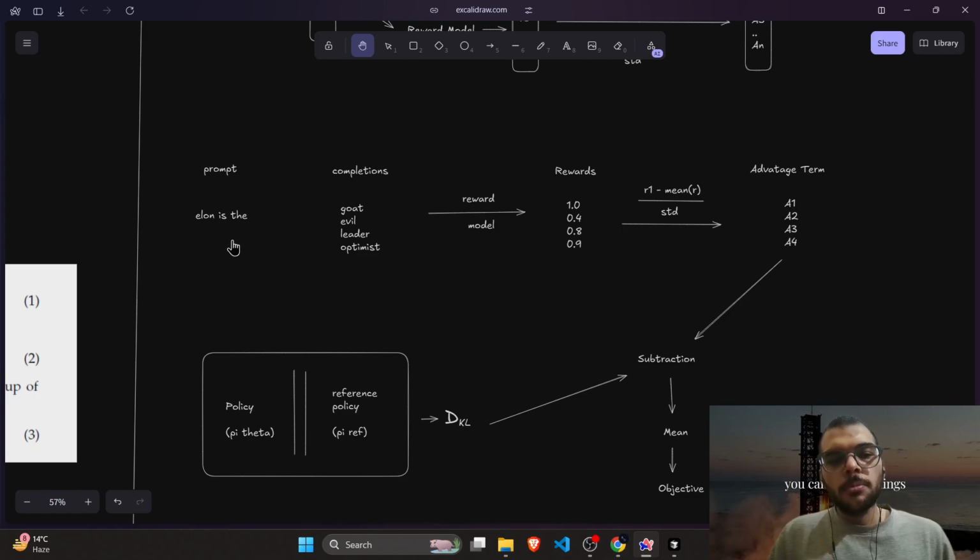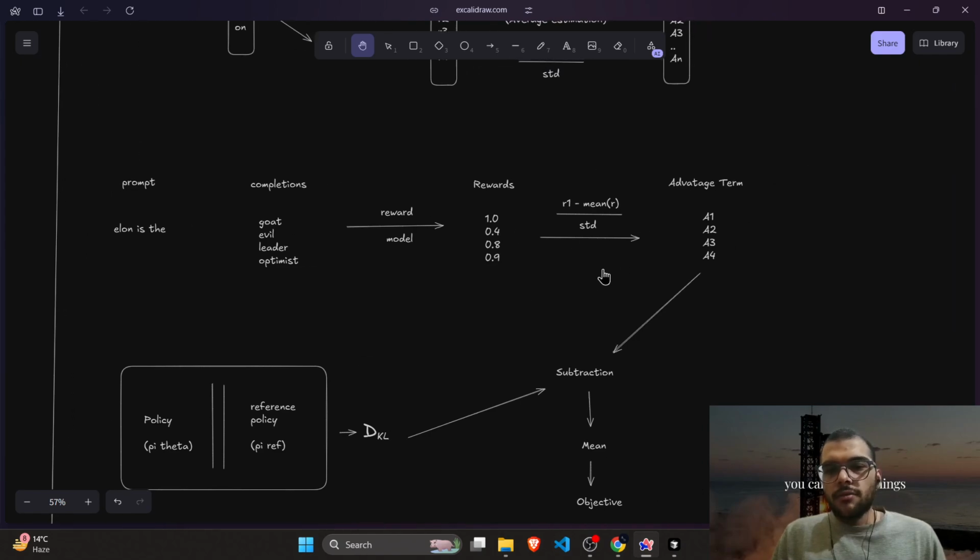So let's say you have a prompt, "Elon is the". Now you can have a lot of completions for this given prompt, given question. You can have "Elon is the goat", "Elon is the evil", "leader", "optimist". These are the four options. You send these completions into the reward model, and the reward model, according to the reward functions which you have set according to your personal choice, gives a number of rewards. Like there would be one for goat, 0.4 for evil, 0.8 for leader, 0.9 for optimist.